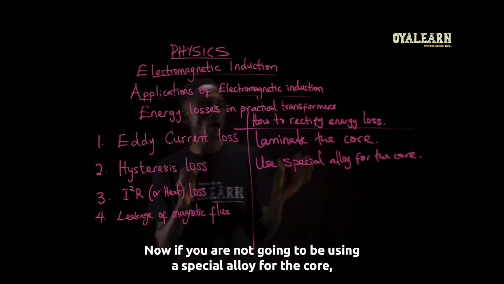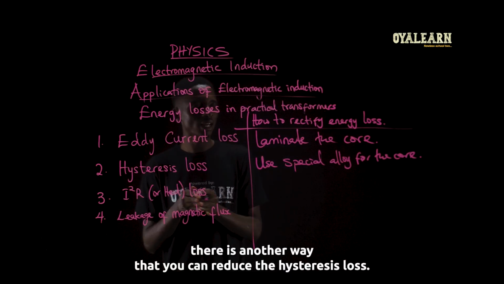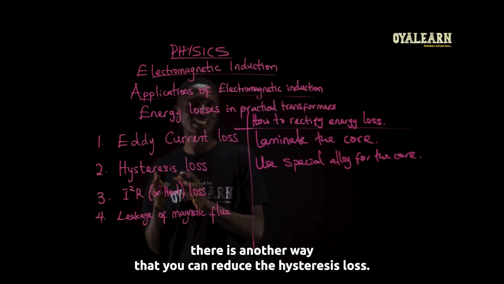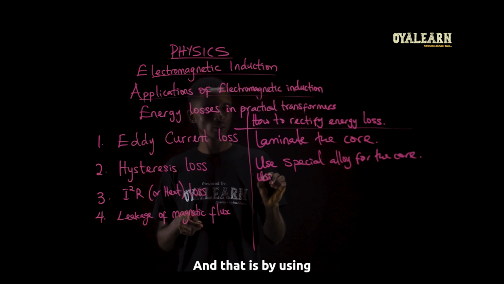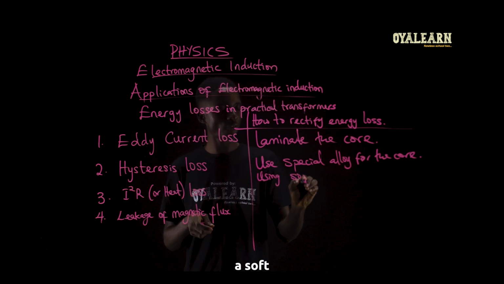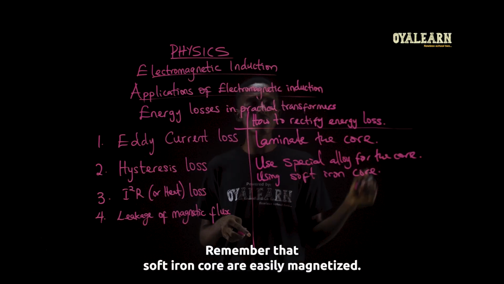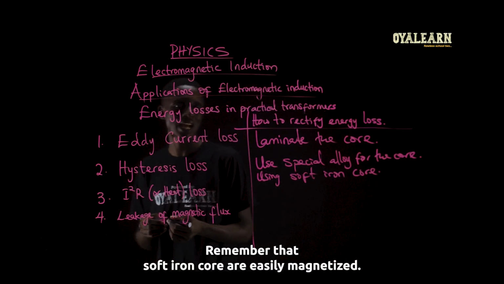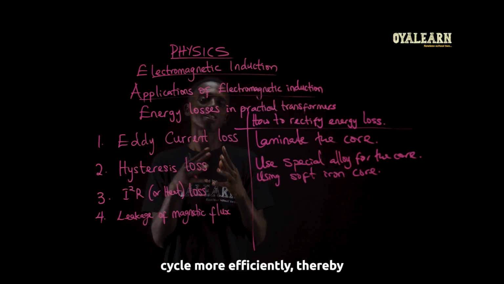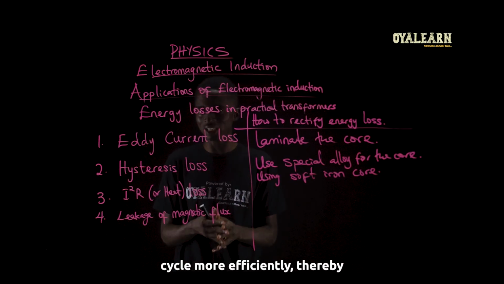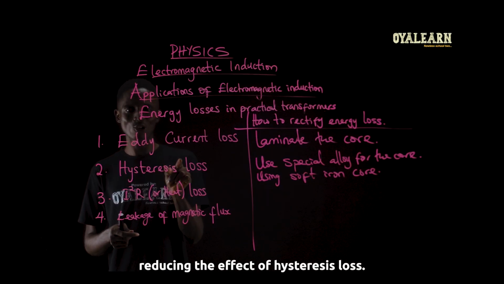Okay, now if you are not going to be using a special alloy for the core, there's another way that you can reduce the hysteresis loss, and that is by using a soft iron core. Remember that soft iron cores are easily magnetized, so as a result you can now reverse the magnetization cycle more efficiently, thereby reducing the effect of hysteresis loss.